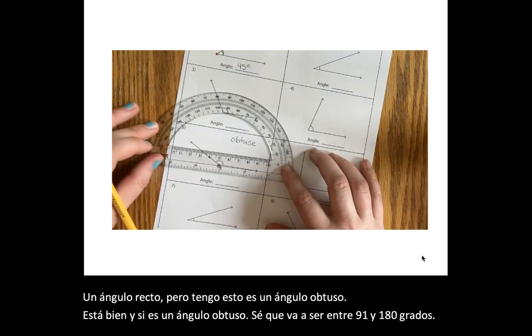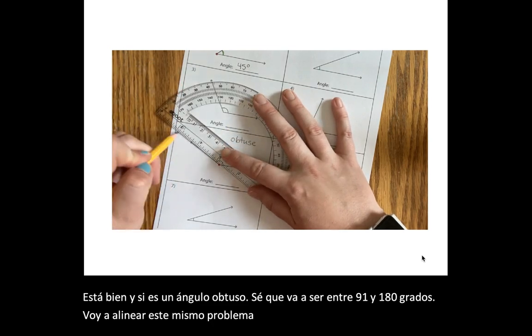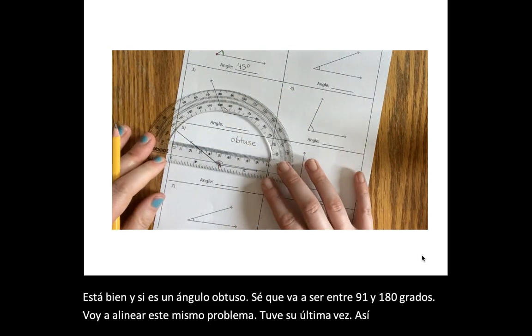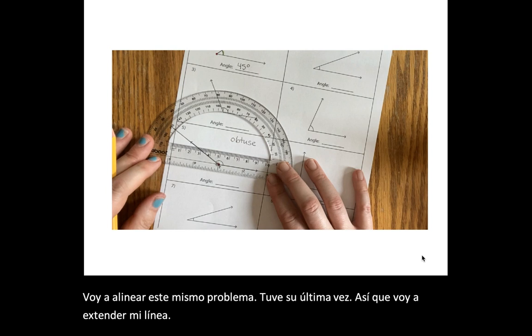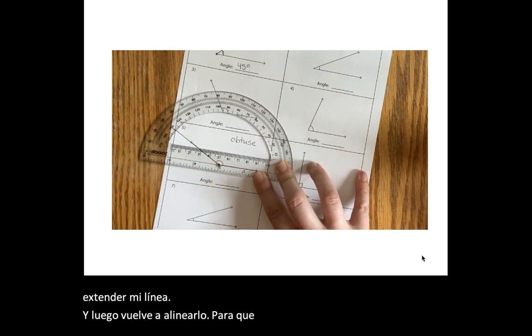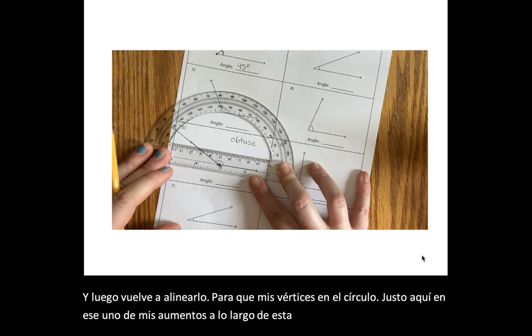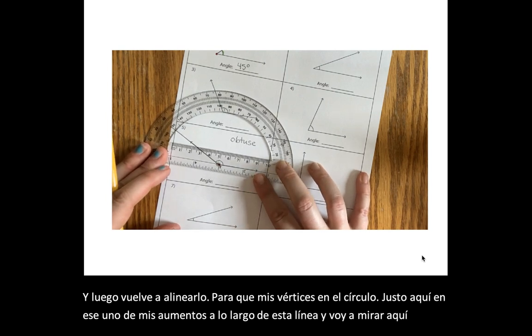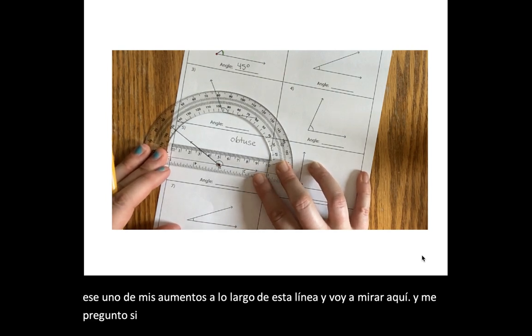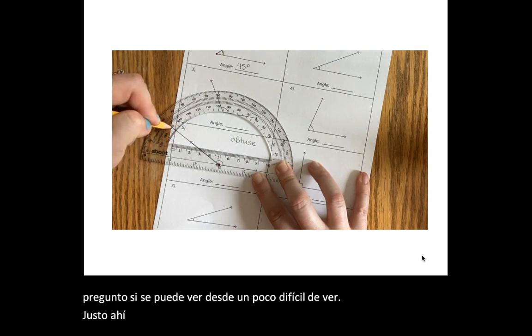I'm going to line this up. Same problem I had last time, so I'm going to extend my line and then line it back up so that my vertex is in the circle right here and one of my rays is right along this line. And I'm going to look here, and I wonder if you can see it. It's a little tricky to see. Right there, it's at exactly 150 degrees.